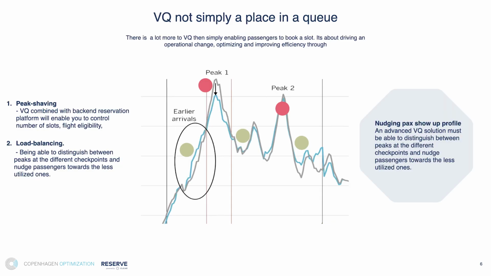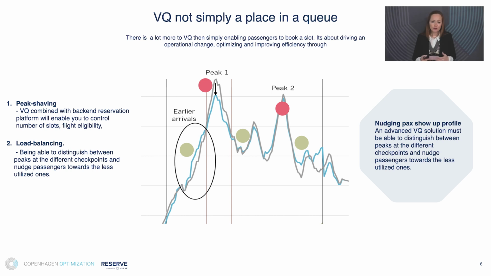So back to the component of why virtual queuing is so much more than just a reservation platform. Virtual queuing has proven to be a real driver for operational efficiency. The two main improvements have been the ability to peak shave and the ability to load balance. Now, peak shaving is done by the fact that we can nudge passengers to show up when we want them to show up. By controlling the slot availability, we can get passengers signing up off-peak.